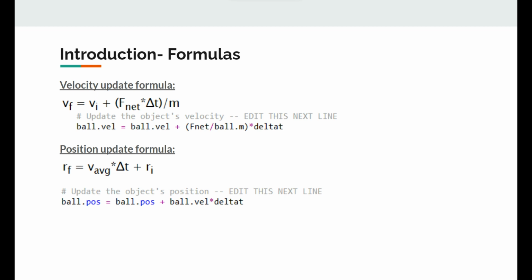The velocity update formula is also shown here, and it is important because this is the formula that was implemented in the GlowScript code to gain an update on the ball's velocity in the video. The position update formula is also shown here, and it serves the same purpose, just for a different model. The respective code for the formulas is also shown.